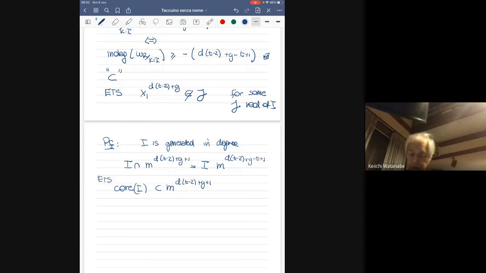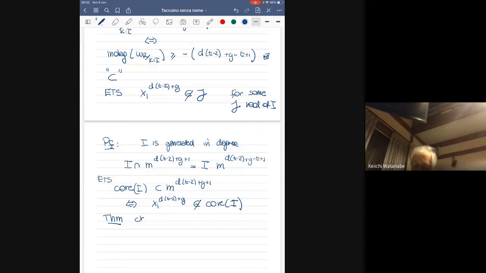But lex segment ideals are strongly stable, and the core of a strongly stable ideal is strongly stable. So to prove that the core is in this power, it's enough to show that the previous power of x1 is not in the core. And to show it's not in the core, it's enough to find one reduction where that power is not in. Now, we could not do that in general.